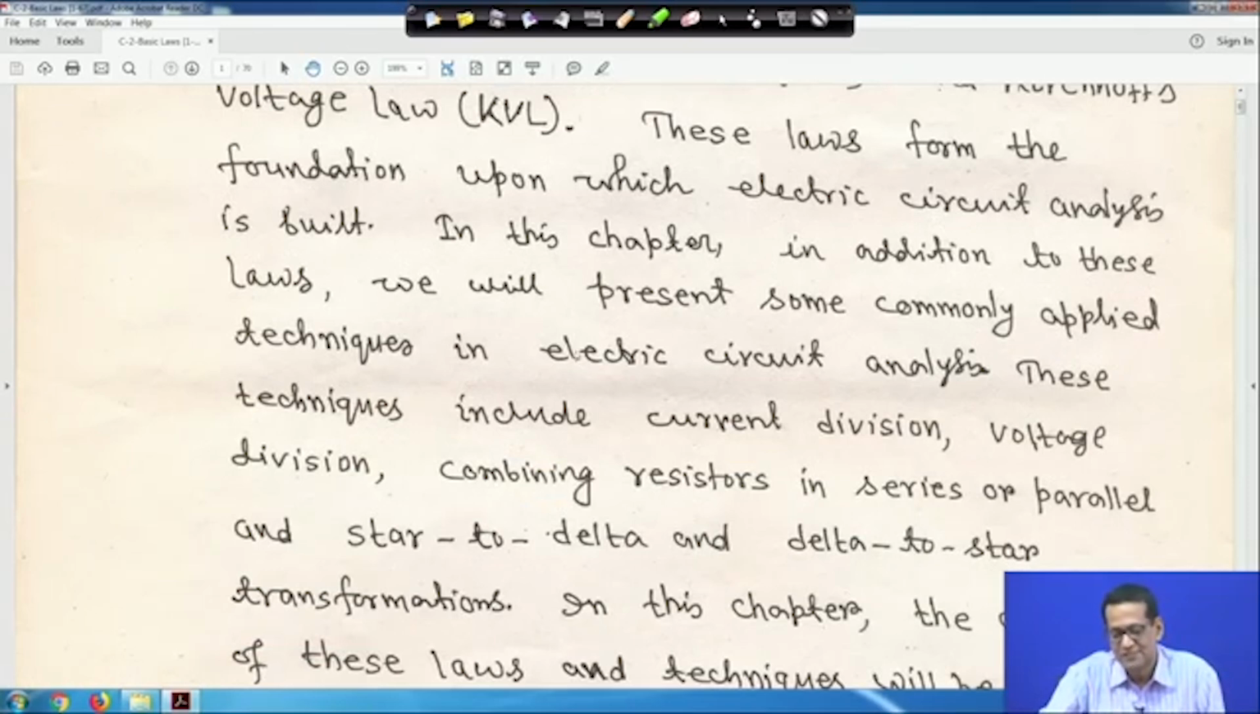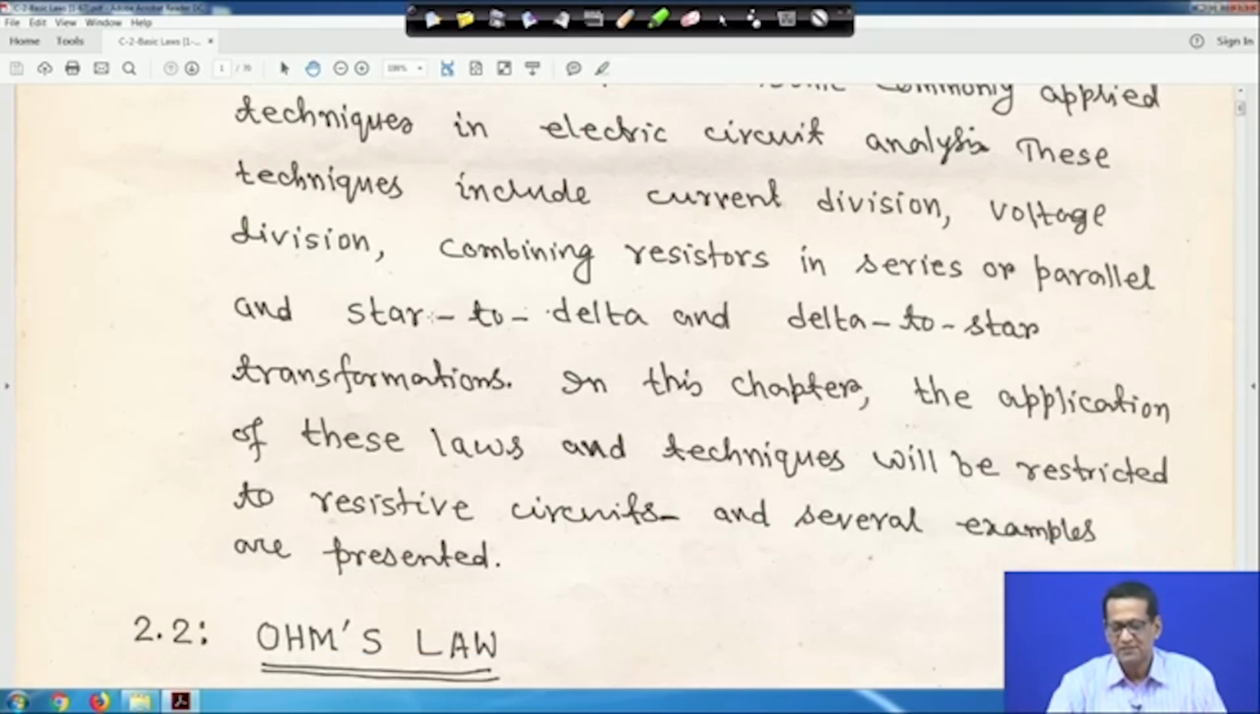In this topic, in addition to the laws, we will also learn some commonly applied techniques in electrical circuit analysis. These techniques include current division, voltage division, combining resistors in series or parallel, and star to delta and delta to star transformation. The application of these laws and techniques will be restricted to resistive circuits, and several examples are presented. As it is DC circuit, we will only consider the resistive part.